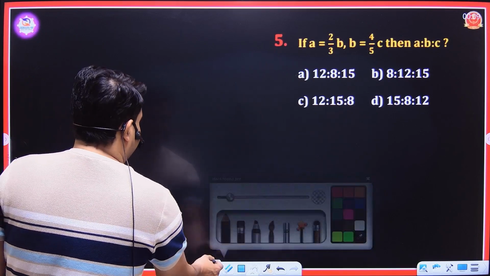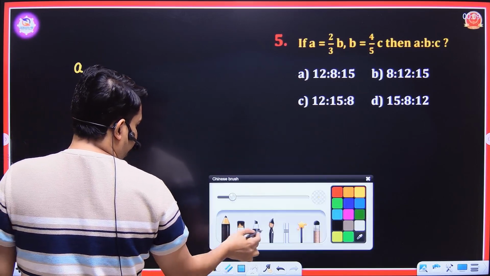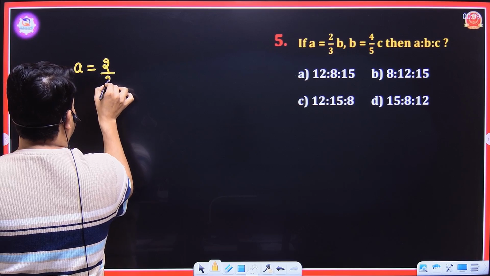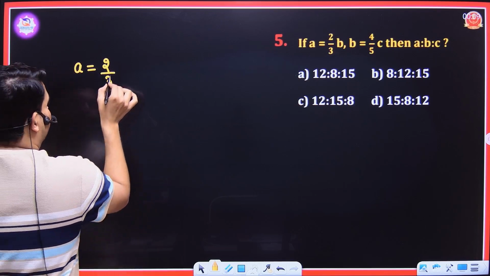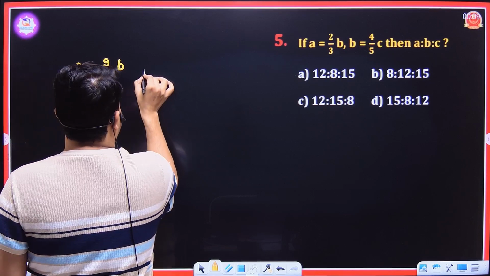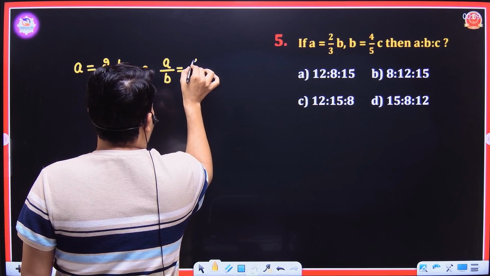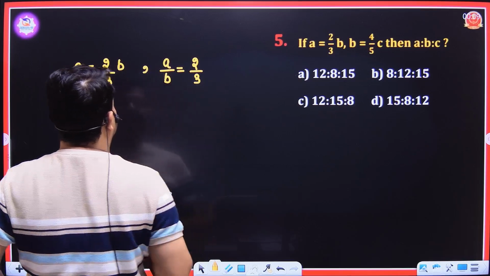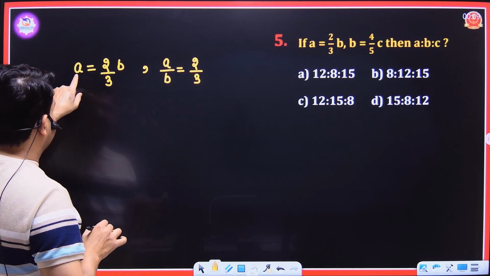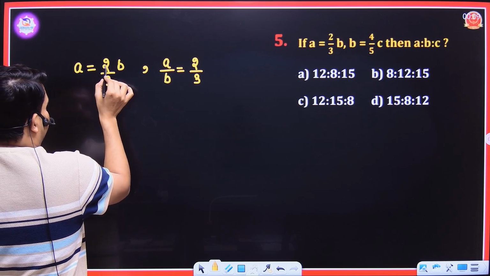This question, what do we have? We have A is equal to 2 by 3. What is the meaning of A is equal to 2 by 3? It means 2 by 3 of B. If A is equal to 2, I can write it as A upon B is equal to 2 by 3. If you write it as it is, then you have to write another step, but we will finish it here. We have 2 in front of equal to, so here A equal to 2, then B equal to 3.